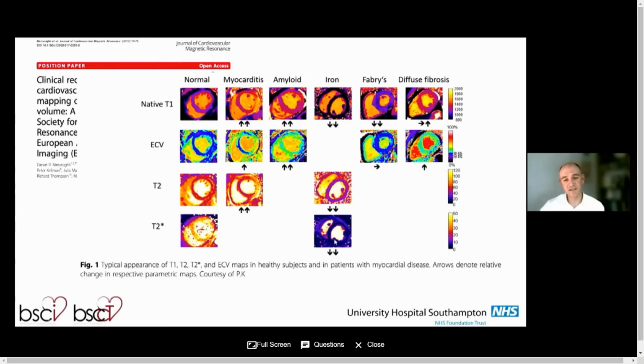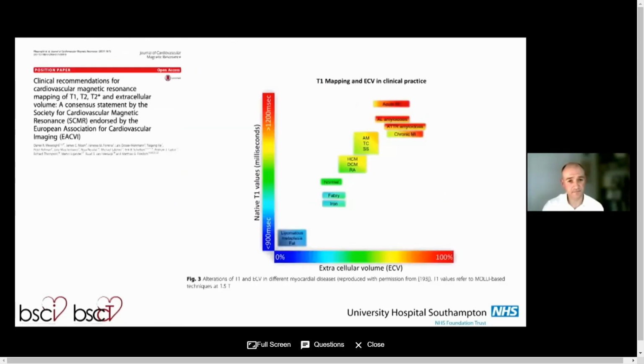So this is a whole suite of techniques that we have now available that is really very good for helping us understand what's going on within the tissue characterization of patients with myocardial disease. This is just another graph from that paper showing the sort of different pathologies you might see and how they vary depending on the native T1 time and the extracellular volume. You can see our patient here with Fabry's disease, in addition to having very low native T1, they also have a very low extracellular volume.